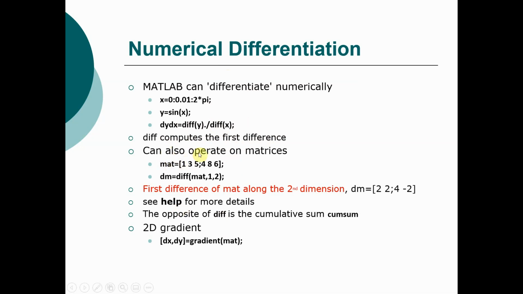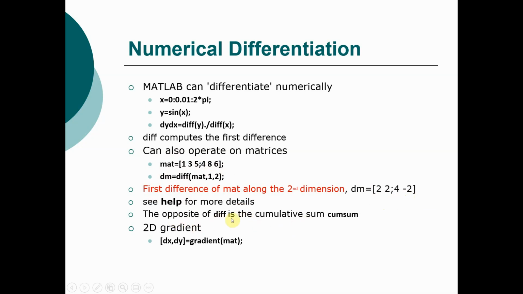So diff can also operate on matrices. Right here we have a matrix 1 2 3 4 5 4 8 6, right? And for the derivative of the matrix, you can just apply the diff function on this matrix with 1 and 2. So that's the first difference of mat along the second dimension. That's what this means, right? So it's going to be given like this. You see 3 minus 1 is 2, 5 minus 3 is 2, 8 minus 4 is 4, and 6 minus 8 is negative 2. You can see help for more details.